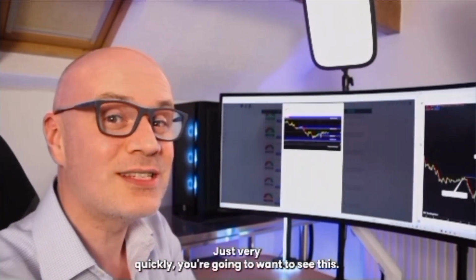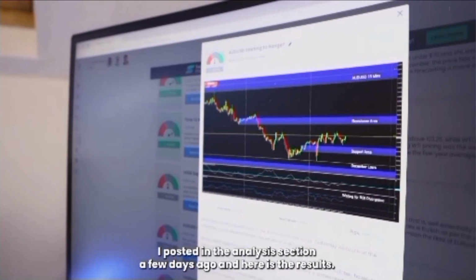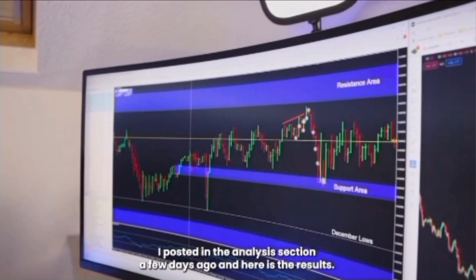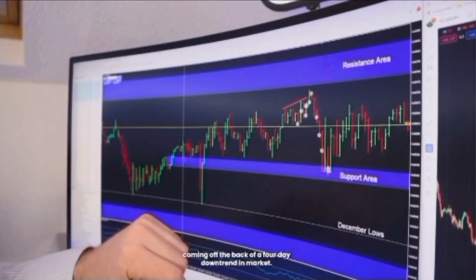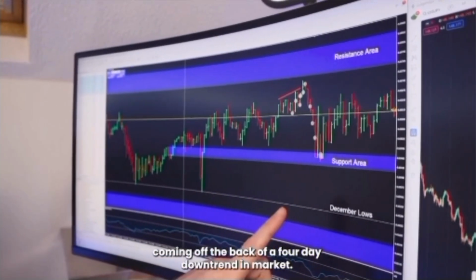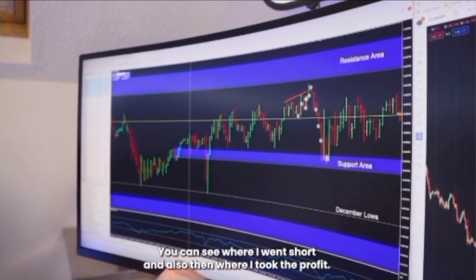Just very quickly, you're gonna wanna see this. This is a trade on the Australian dollar I posted in the analysis section a few days ago. And here is the result. It was a range-bound trade on a 15-minute time frame coming off the back of a 4-day downtrending market. You can see where I went short and also then where I took the profit.